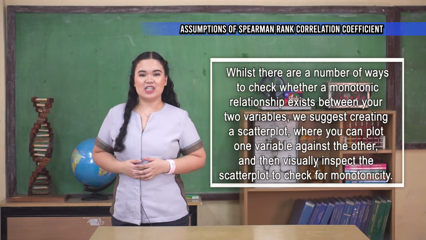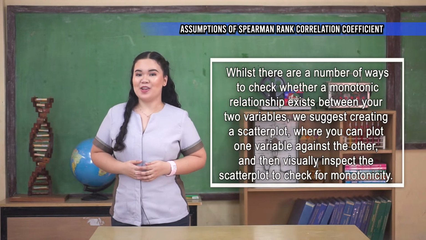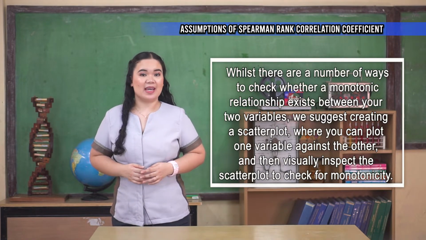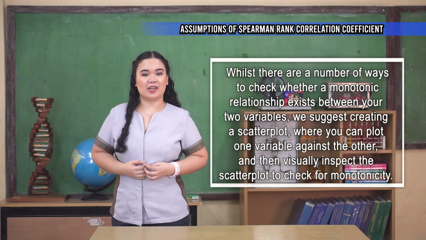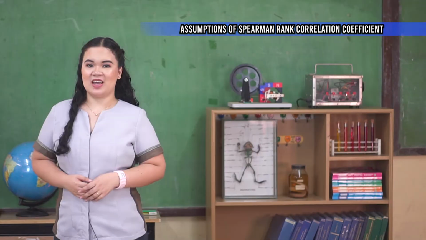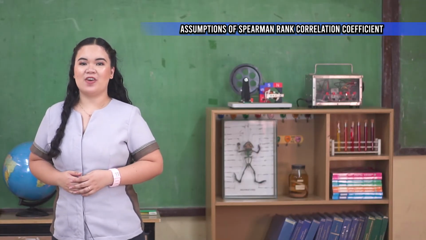Whilst there are a number of ways to check whether a monotonic relationship exists between your two variables, we suggest creating a scatter plot where you can plot one variable against the other and then visually inspect the scatter plot to check for monotonicity. Your scatter plot may look something like one of the following.